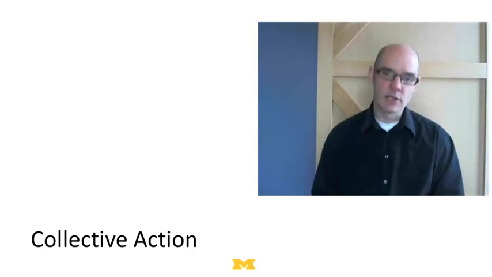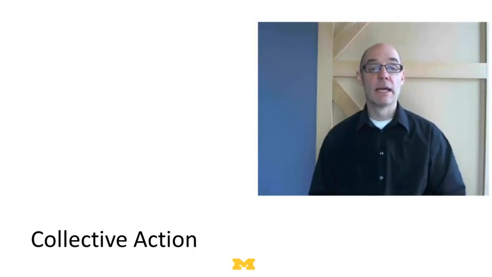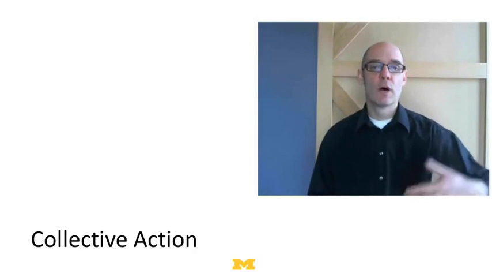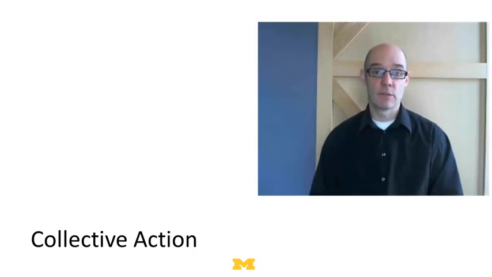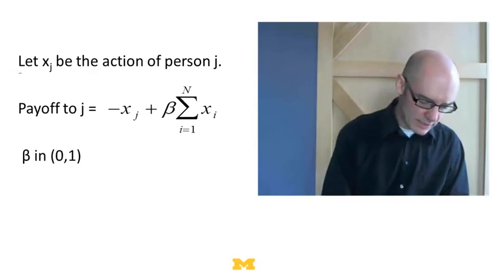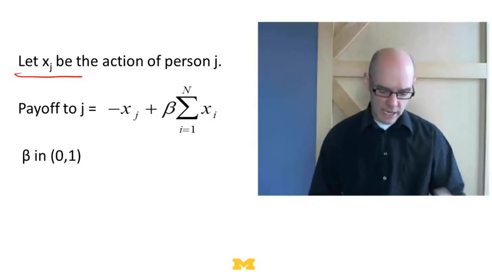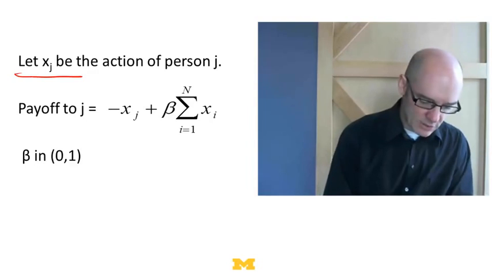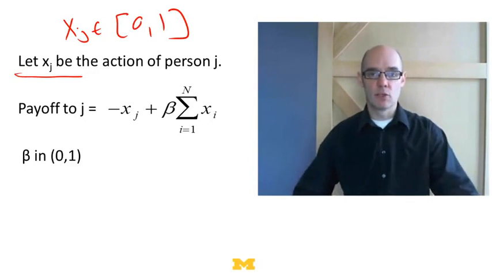So the first thing we're going to talk about is what is called a collective action problem. In a collective action problem, I make some choice. Do I contribute? Now there's a cost to me to contribute, but there's a benefit to everyone else. So how do we write this? We write this as follows. Let xj be the action of person j. And we'll assume that xj is some amount of effort. It could be anywhere between 0 and 1. It's how much you're contributing to the public good.